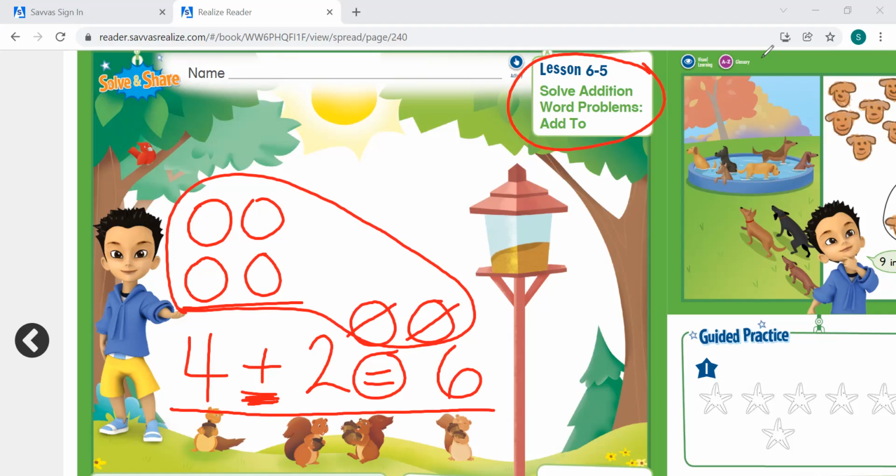So we show 2 different ways. So we put counters to show the squirrels, and then we put the numbers for the groups of squirrels. We added our plus sign to show that we are joining those 2 groups together, and we used our equal sign to show how many in all. All right, let's go to our next page.